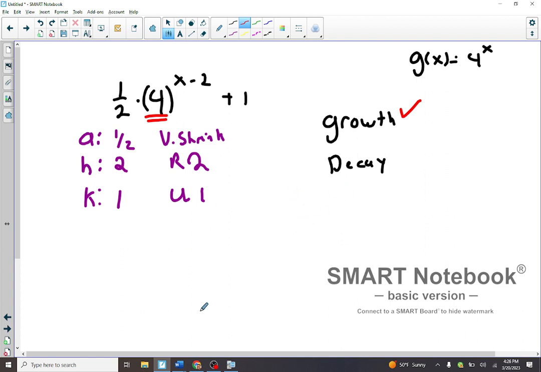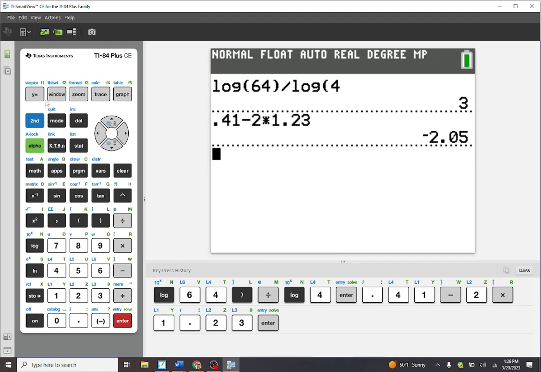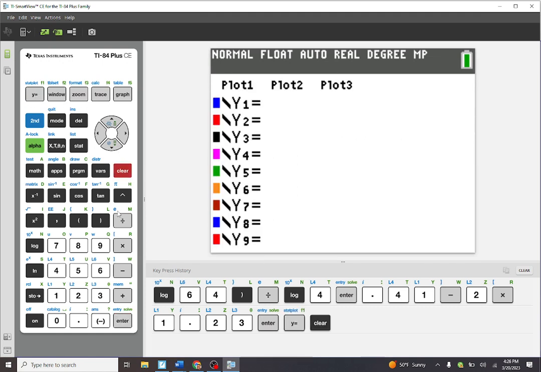And then you graph it, but in this case, I highly recommend just taking your calculator and plugging it in here.